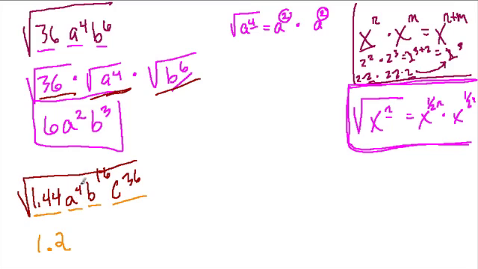A to the fourth, well, this exponent divided in half is a squared. B to the 16th, what's 16 divided by 2? That's 8, that's b to the 8th. C to the 36, well, what's 36 divided by 2?